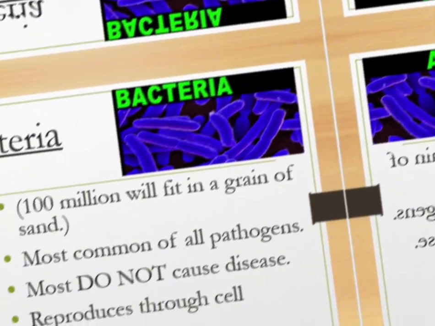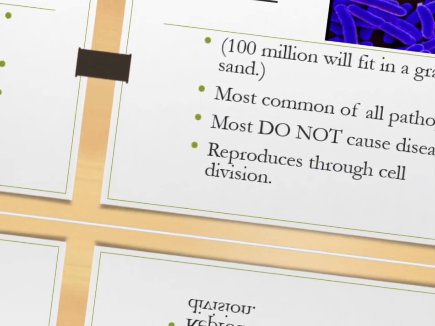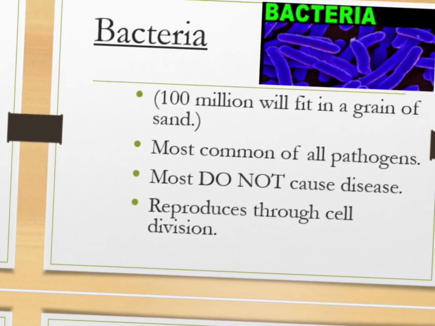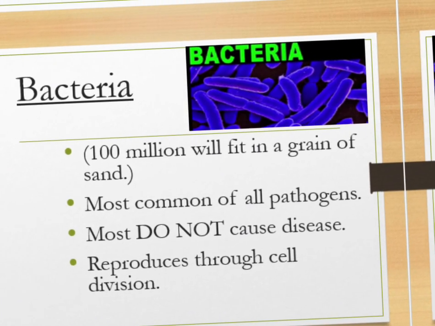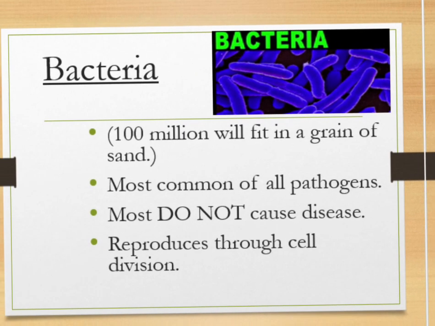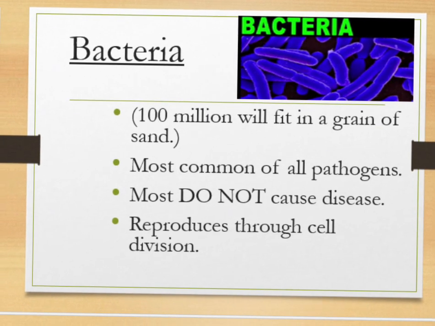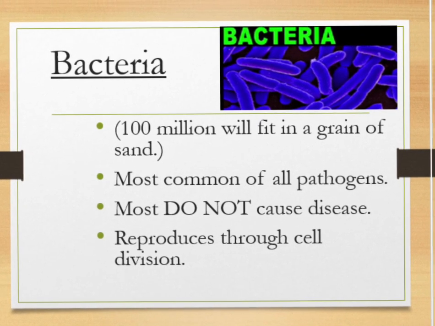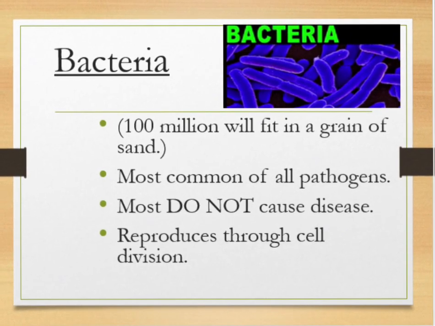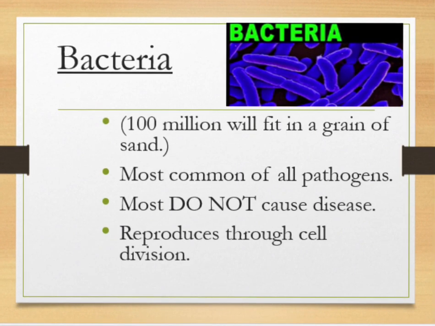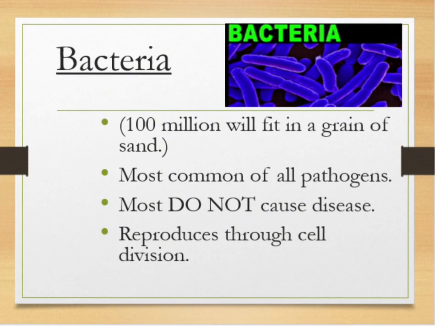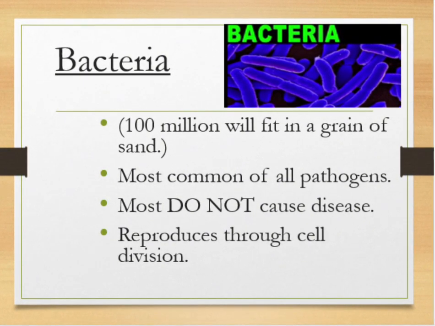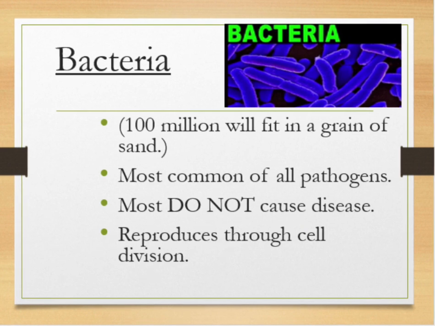We want to move on to bacteria. 100 million will fit in a grain of sand. Bacteria are the most common of all pathogens. Most do not cause diseases. They reproduce through cell division. An example of a disease that is caused by a bacterium is cholera.